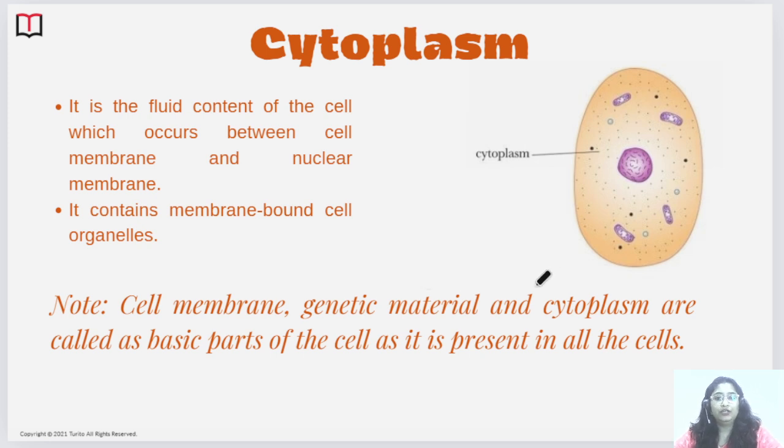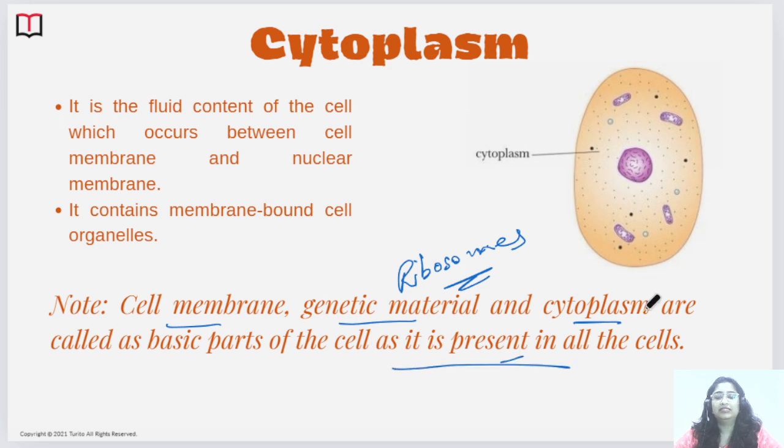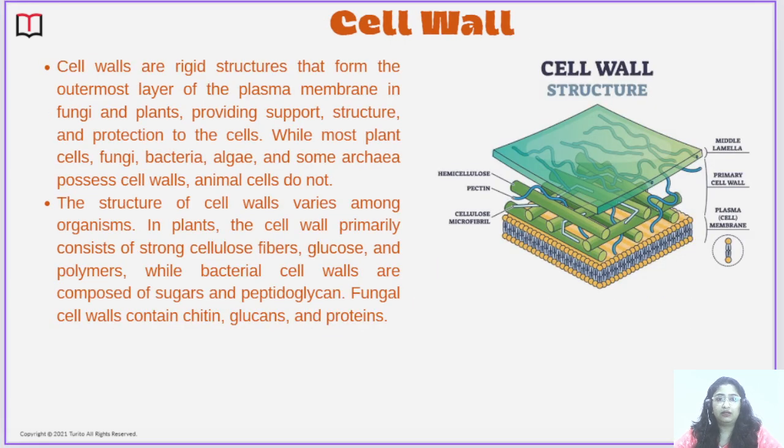Now you can see that the cell membrane, the genetic material, the cytoplasm, and also the ribosomes are called the basic parts of the cell. Why? Because they are present in all the different types of cells. That's why they are the basic parts of the cell, or you can say the functional regions of the cell. Moving on to the next part of the cell, that is the cell wall.